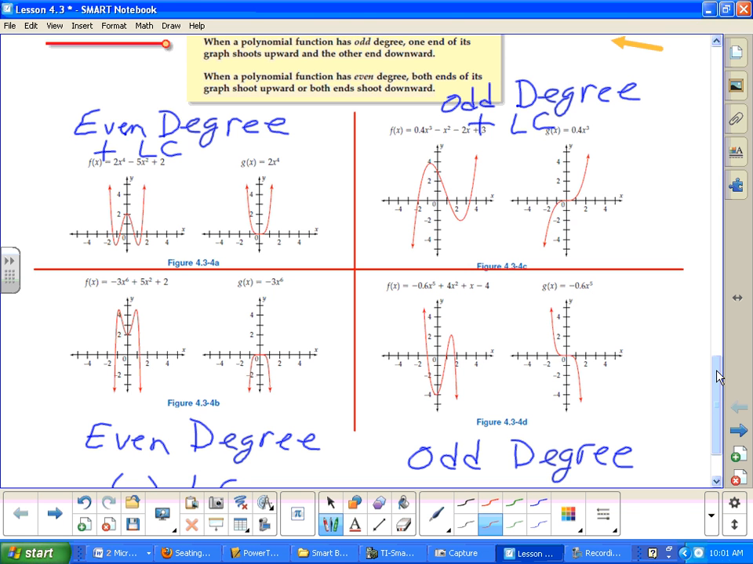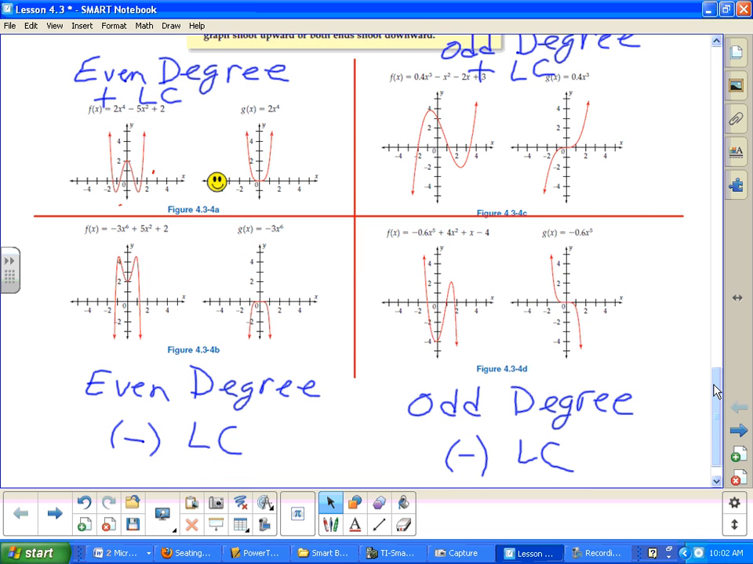There could be a lot of stuff that happens in the middle here, okay? But when we talk about the ends, it's going to go up on both ends. Right? So even if there's a whole bunch of stuff here or not anything there, on the ends the graph is going to go up. Even degree, positive leading coefficient.